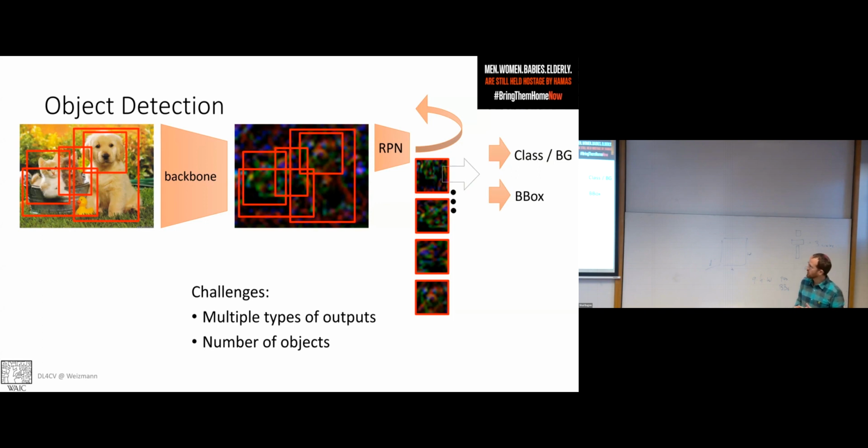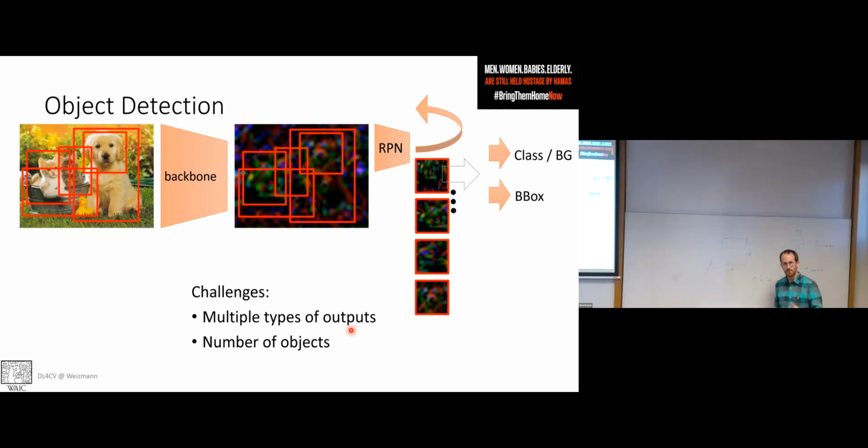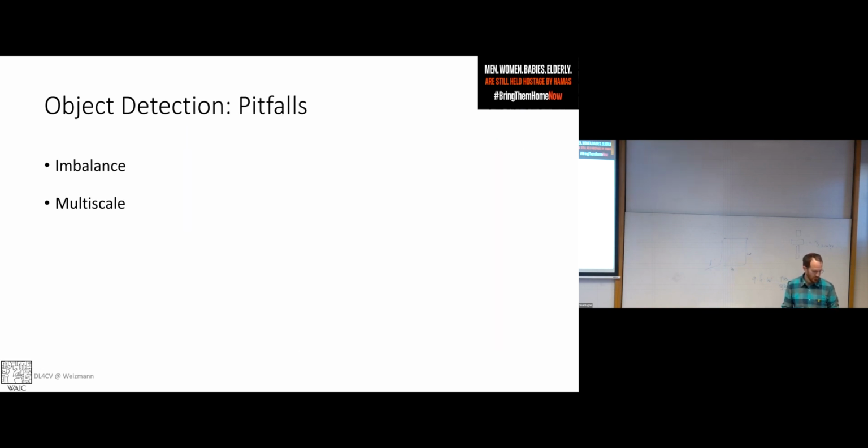So we talked about the challenge of predicting multiple types of outputs, both classification and regression for localization. We do this by using two heads for the network. And we deal with the varying number of objects by using the RPN and this background class. Let's take a break. Let's make it 10 minutes, and we'll continue with some challenges that we might have.